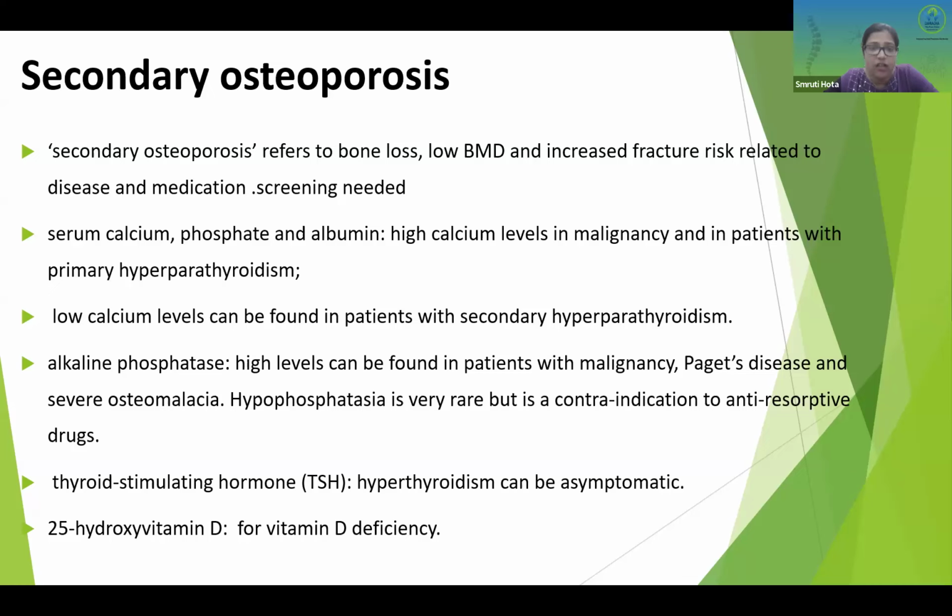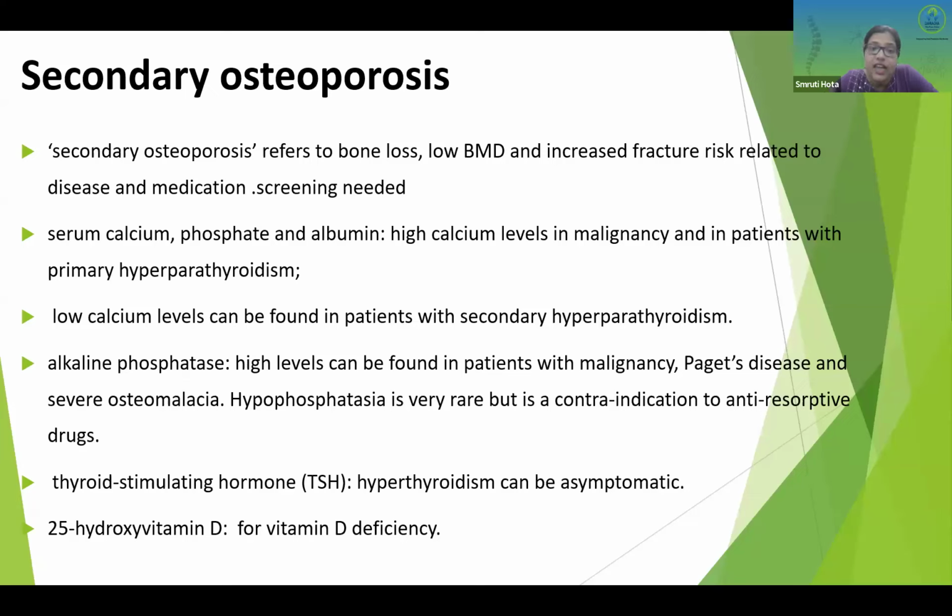There are certain tests we should do, like serum calcium, serum phosphate, and albumin. If there is an elevated calcium level, it may suggest a malignancy or primary hyperparathyroidism. On the other hand, if there is a low serum calcium, it can point towards secondary hyperparathyroidism, maybe due to vitamin D deficiency or renal disease, CKD. Next, alkaline phosphatase. If you find a high alkaline phosphatase level, it may indicate Paget's disease of bone, certain kinds of malignancy, or severe osteomalacia.